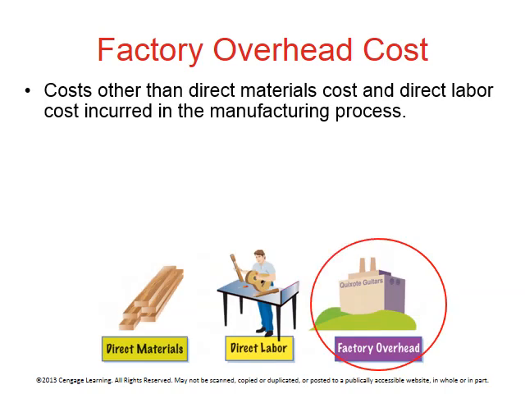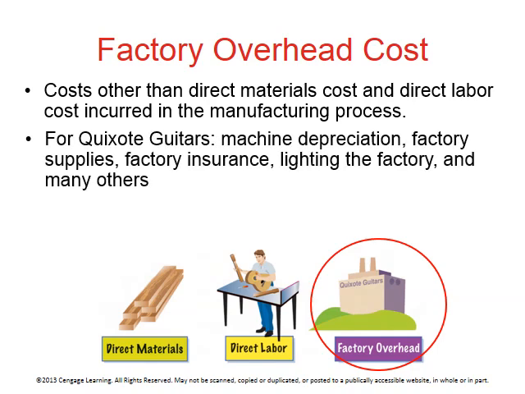Factory overhead is costs other than direct materials and direct labor for manufacturing. So for Quixote guitars, for instance, this would be machine depreciation, factory supplies, factory insurance, the electricity, the gas bill, the heating bill. This would be everything other than direct materials and direct labor that's in the manufacturing process.